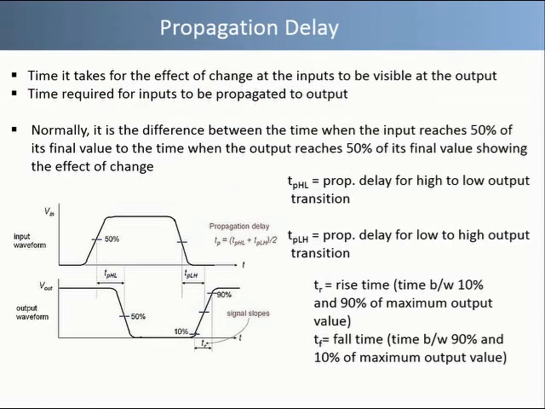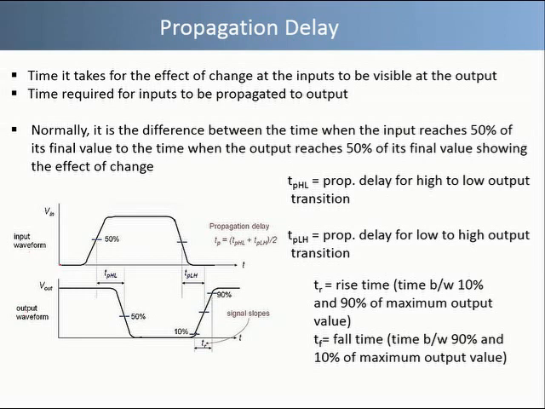So let's start. The propagation delay is defined as the time between a certain change at the input of a logic gate and its effect to be visible at the output. Or in simple words, it is the time required for the inputs to be propagated to output. Every logical circuit requires a certain time between applying the inputs and obtaining the corresponding output, and this time is called propagation delay. To understand this, let us consider the input and output waveforms of an inverter.